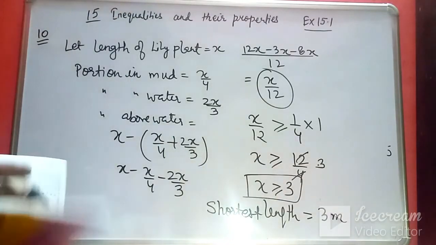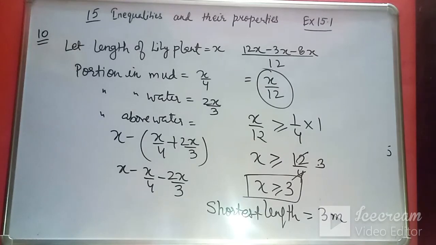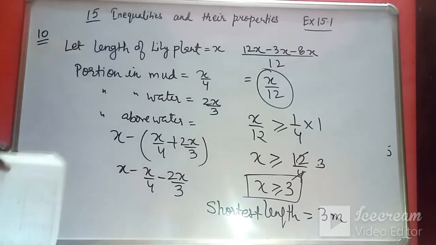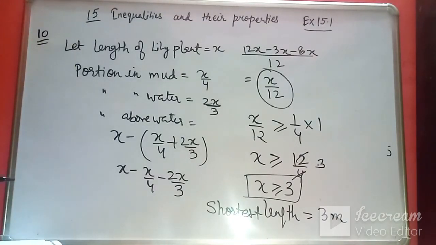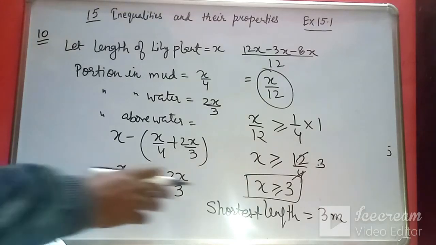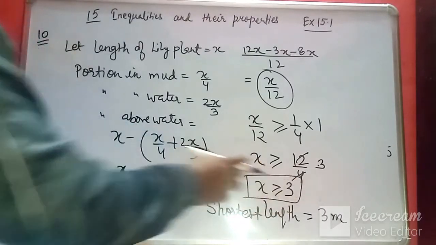Okay, so all the values which are greater than or equal to 3 can be used, but we have to find the length of the shortest lily plant. The shortest length will be 3 meter.